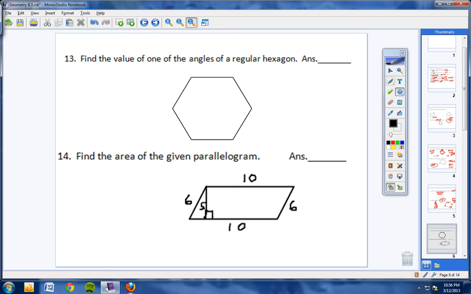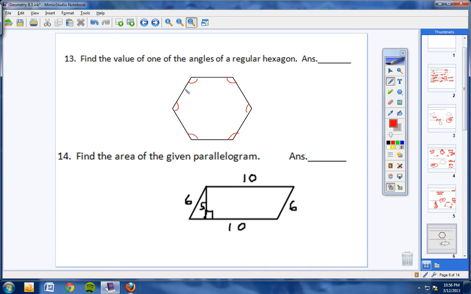Now, if you wanted to, you might have drawn your own hexagon. It's 6-sided. I want you to find the value of one of the angles. Now, you could not do that with the given information if it wasn't a regular hexagon, but it is a regular hexagon, thus it means all of these angles are congruent. Remember, a regular polygon has congruent angles and congruent sides.